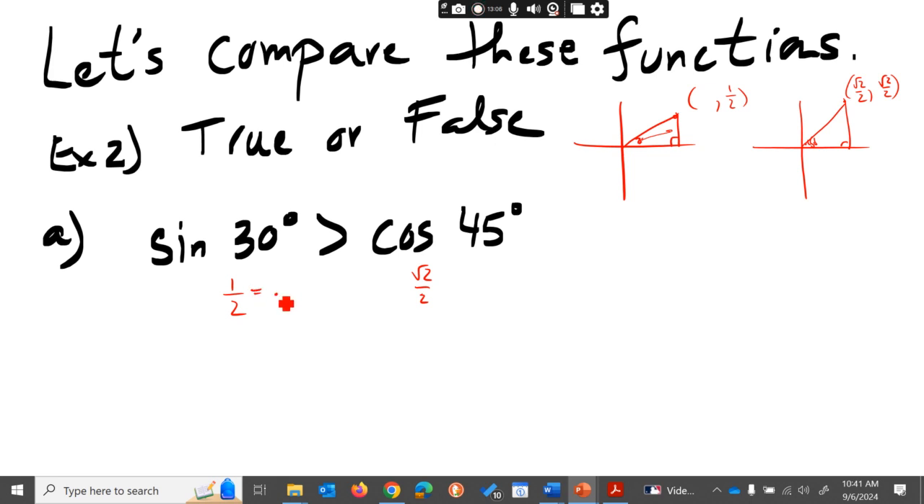So this is exactly 0.5. And this is approximately 0.707. Is that right? All right, so this guy is false. Are we good there? So you have to compute it and then say it.